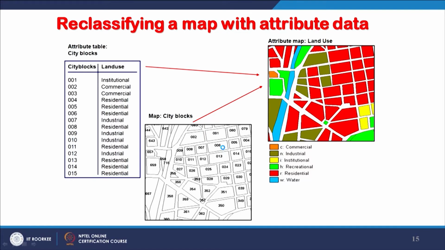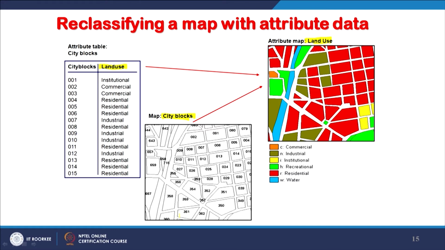Similarly, here is a slightly different example: reclassifying a map based on attribute information. The attribute I have against each polygon is the land use, how different plots are being used here. These are basically city blocks, and this is the land use. The same I have reclassified into this one, and this example is a one-to-one reclassification.